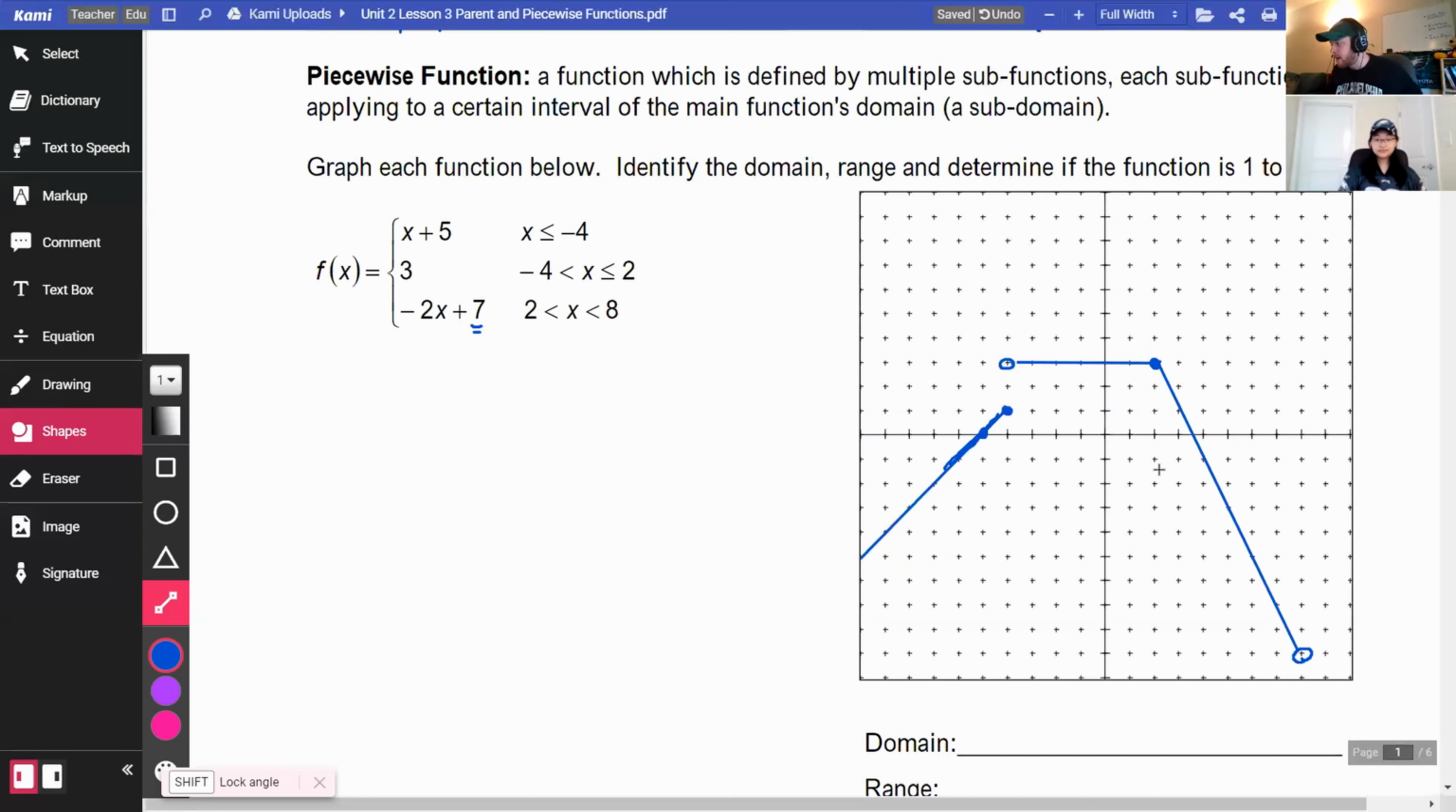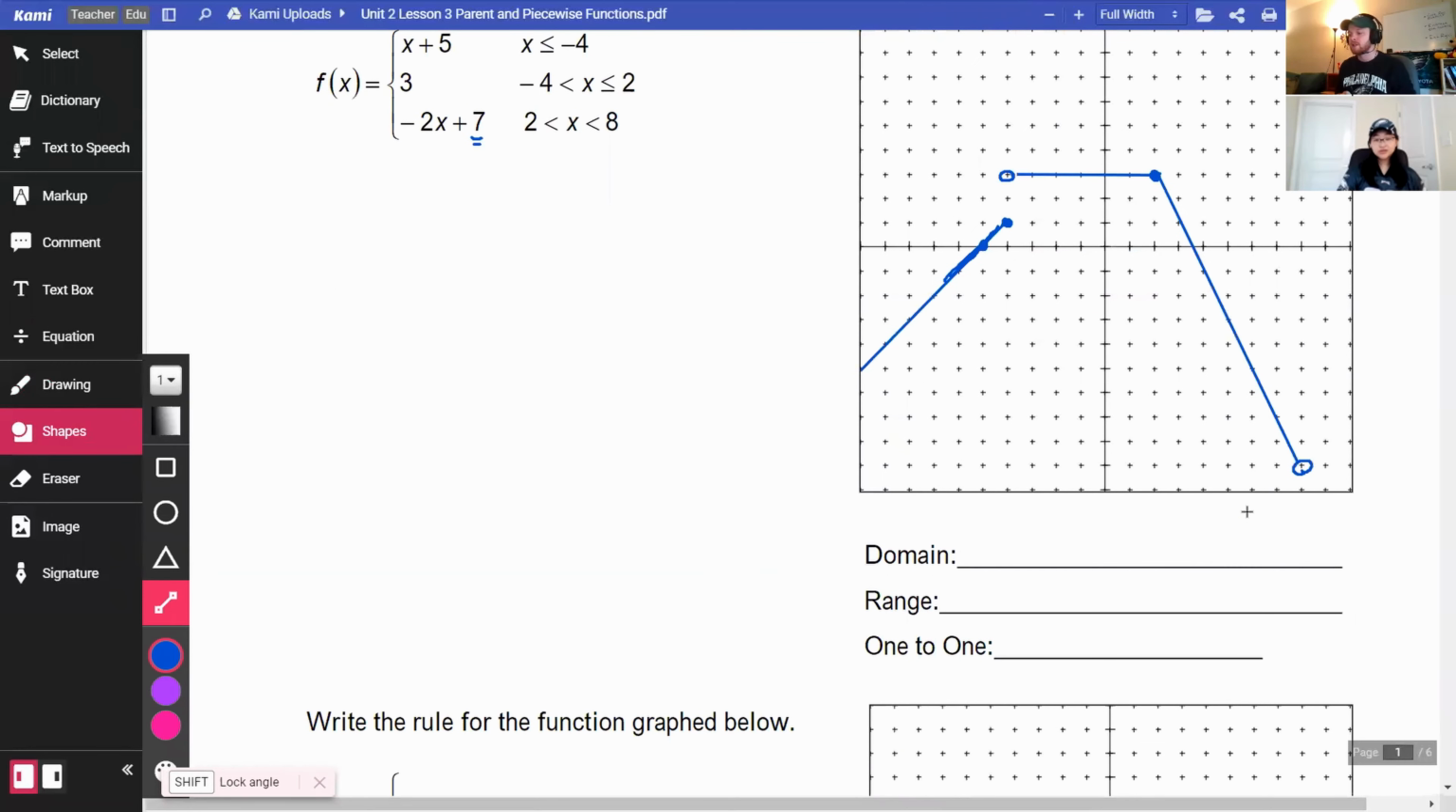Cool. And look, I believe our slope is emphasized here. Down 2 over 1, down 2 over 1, down 2 over 1. Okay, this is a piecewise function. Is there anything you want to add here, Mrs. Contreras, about piecewise functions before we knock out the domain and range?